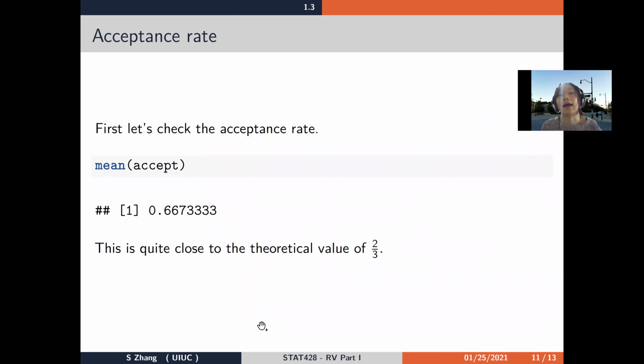So let's take a look at how this worked. First, let's take a look at the acceptance rate empirically and check whether it agrees with the theoretical acceptance rate. We can do this by performing the mean function on the logical vector accept, and it tells us what is the percentage of times that accept equals true. And we can see that this is quite close to the theoretical value of 2/3, so 66.7% of the time. So it's actually very close to the theoretical value for the acceptance rate.